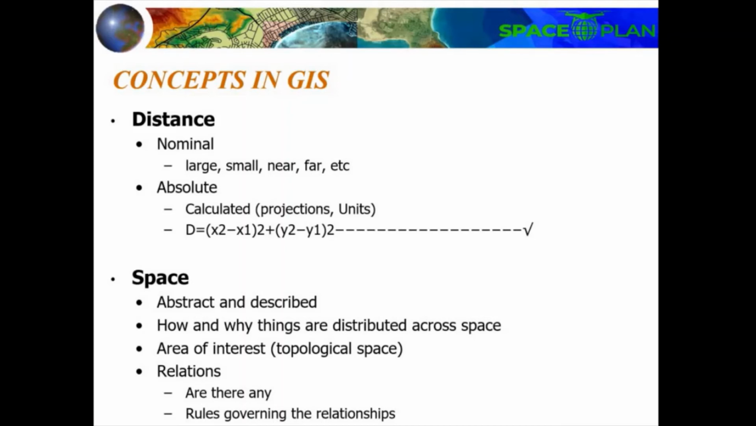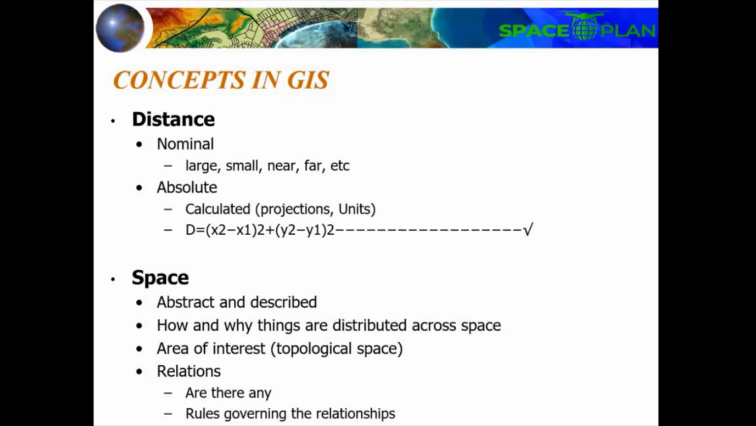So we want to consider, let's say, a phenomenon like erosion. Your area of interest, your topological space, will be a confined area where you want to understand how and why erosion is distributed, or erosion happened, or erosion has been happening in that particular defined area.